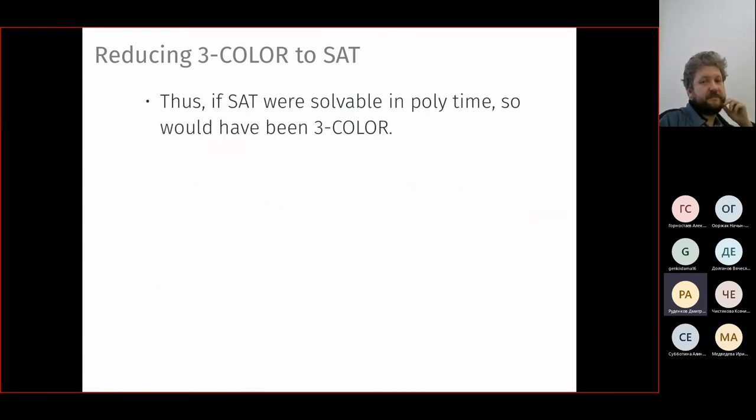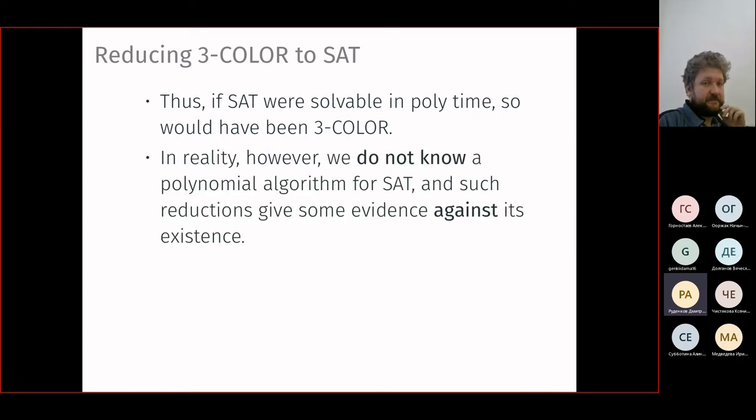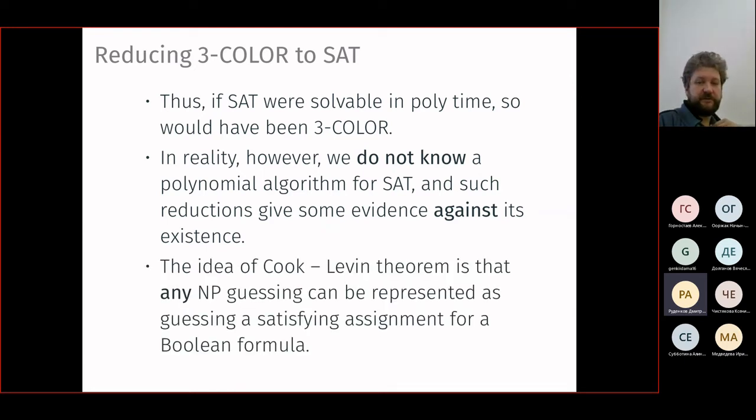It's a 3CNF. And this means that if SAT were solvable in polynomial time, then so would have been three-coloring, right? In reality, of course, we do not know a polynomial algorithm for SAT, and such reductions actually give some evidence against its existence. So you see that if we had a polynomial algorithm for SAT, then the world would have been too good for us.